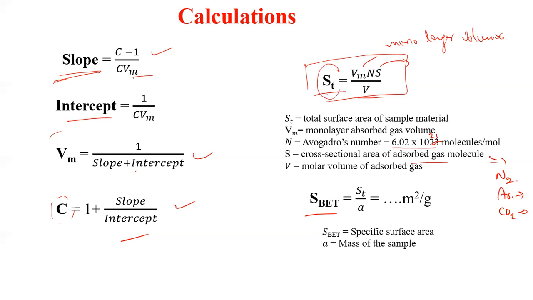Once you get the total surface area of the solid material, you can calculate the specific surface area, that is the BET surface area, which is equal to ST upon A. ST is this value, the total surface area of the sample material, divided by A. A is how much sample you have used to study the surface area analysis. It can be 1 gram, it can be 0.5 mg. So from this equation, you can get the specific surface area of the material. So this is how you can calculate various parts from your surface area analysis.